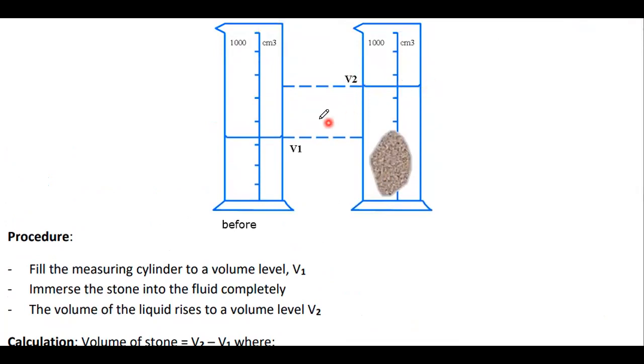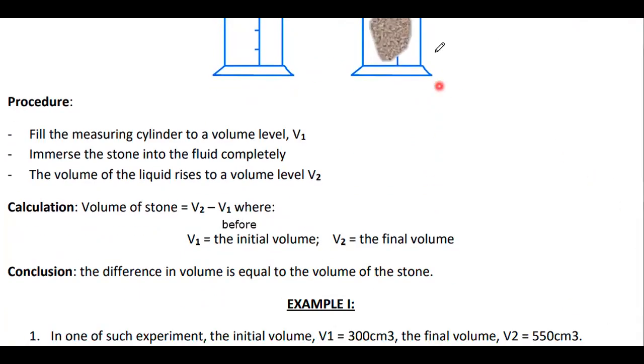So V2 minus V1, because this stone has displaced an amount of volume which is equal to the difference in the levels of this water before and after. V1 is the initial volume, V2 is the final volume. So the conclusion: the difference in volume is equal to the volume of the stone.